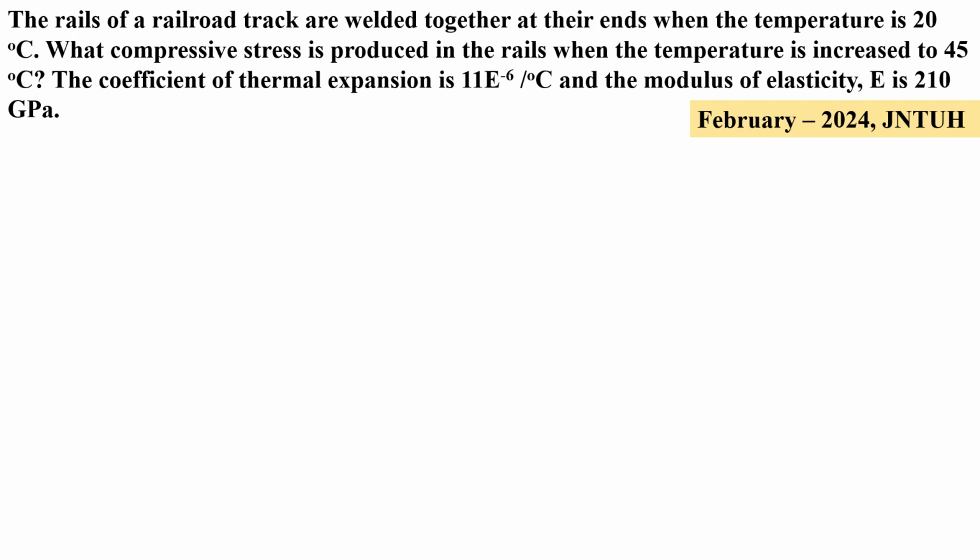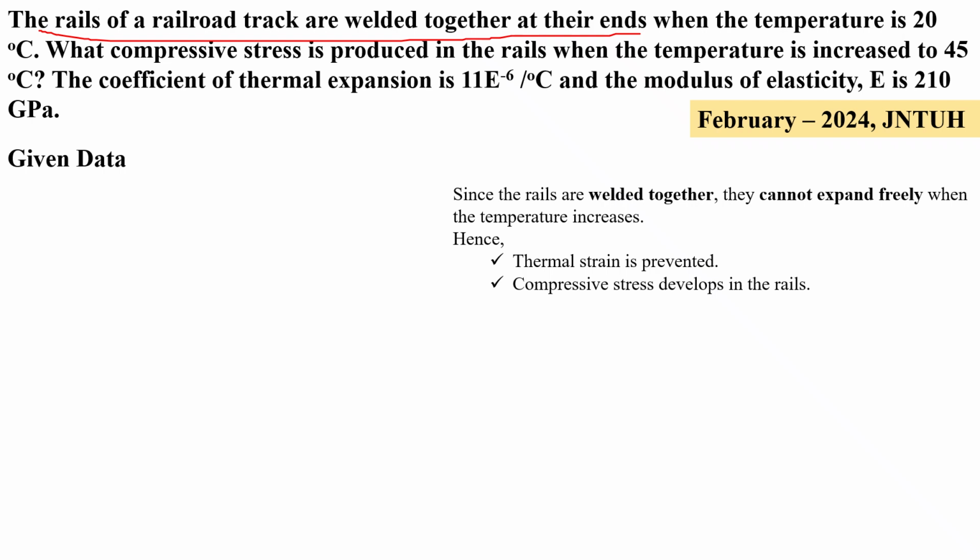Let's see the solution. First I have to write down the given data. Here it is mentioned that the rails of the railroad track are welded together at their ends, which means that since the rails are welded together, they cannot expand freely when the temperature increases. Hence, thermal strain is prevented and compressive stresses are developed in the rails.